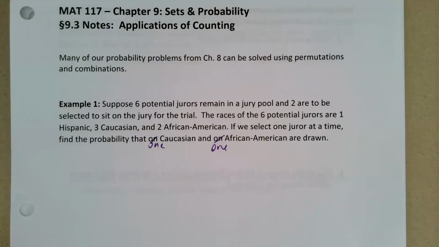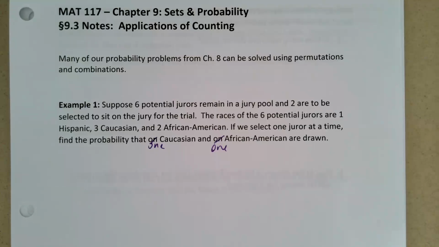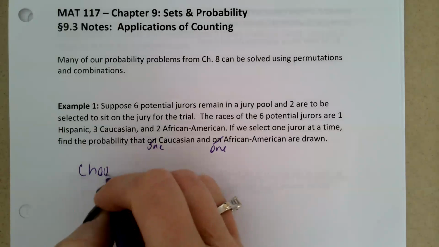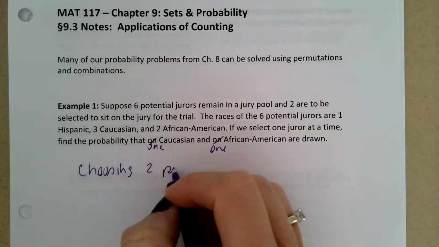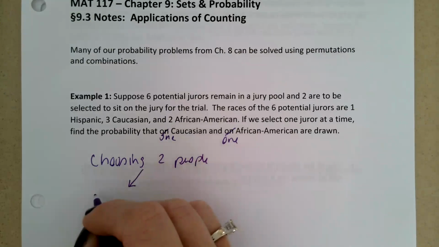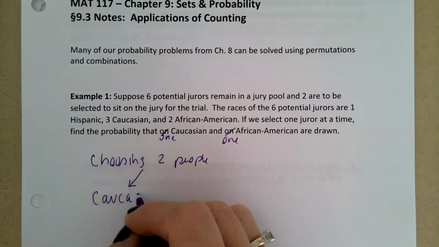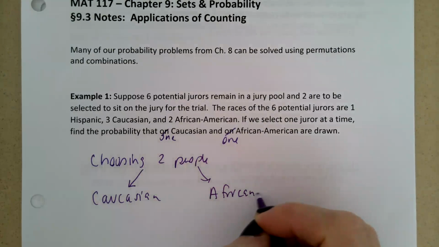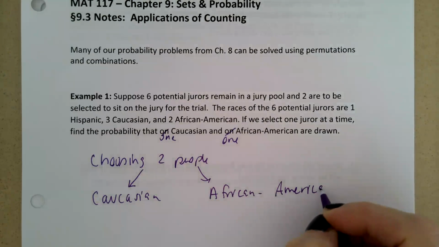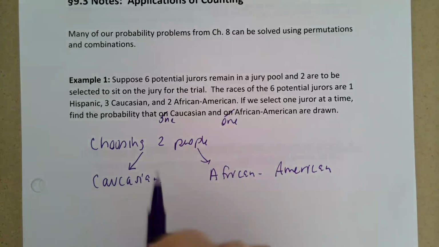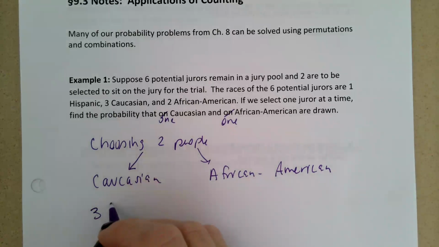Okay, so we want to choose 2 people. And those 2 people, one has to be Caucasian and one has to be African American. So how do I choose the Caucasian? Well, there's 3 Caucasians to choose from, and order does not matter, and I want to choose one of them.